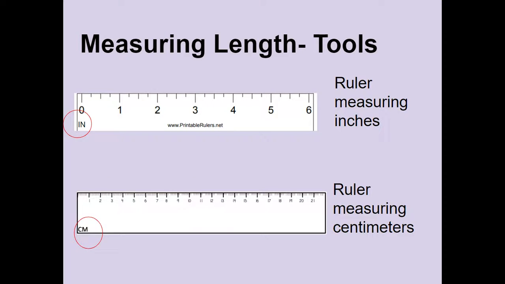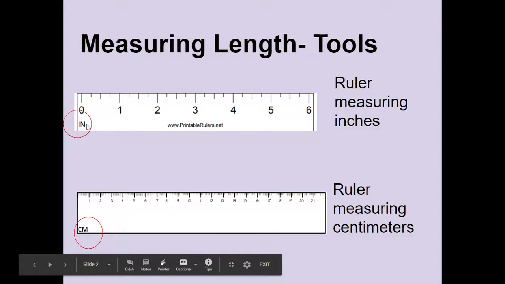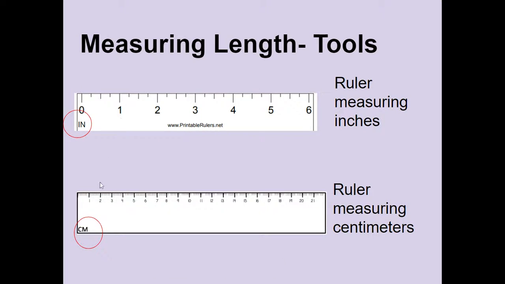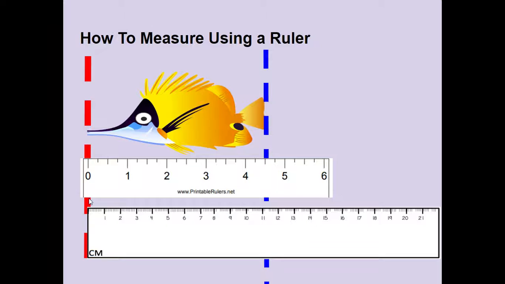So let's take a look at our tools. When we measure the length of an object, we use a ruler. Some rulers measure in inches, so you might see IN, that stands for inches, or you might see CM, that stands for centimeters. You might notice that an inch is a good bit bigger than a centimeter.